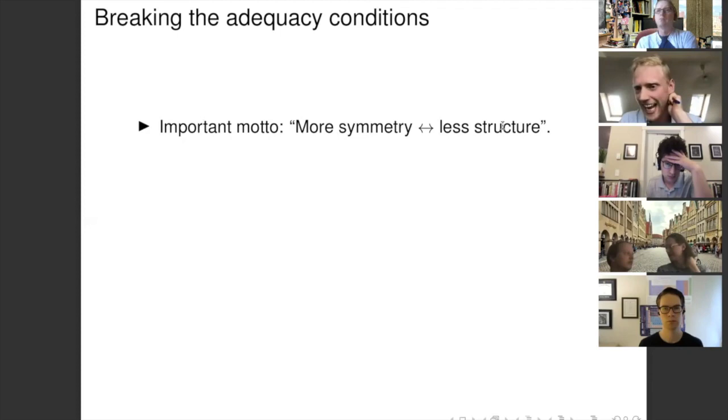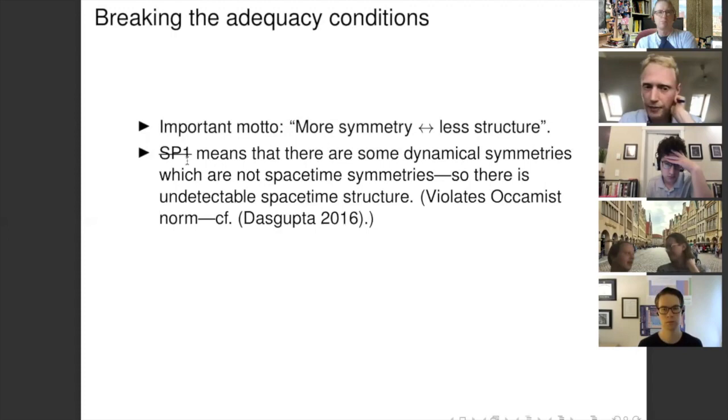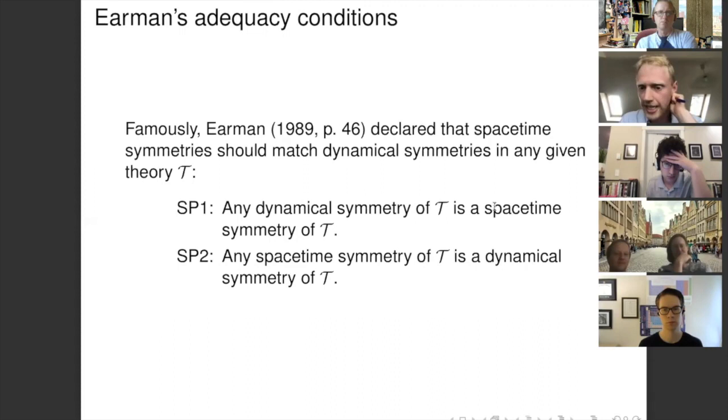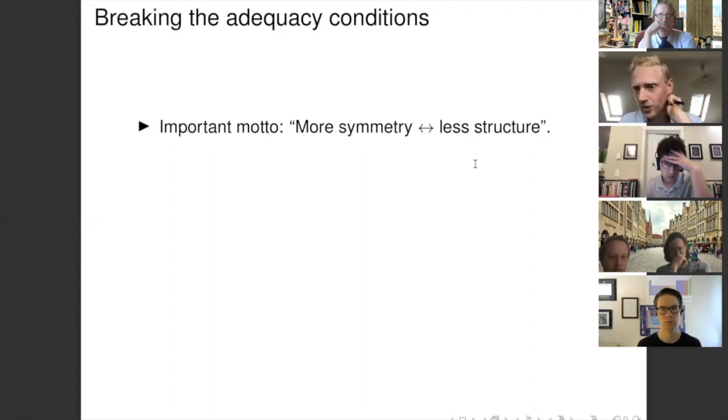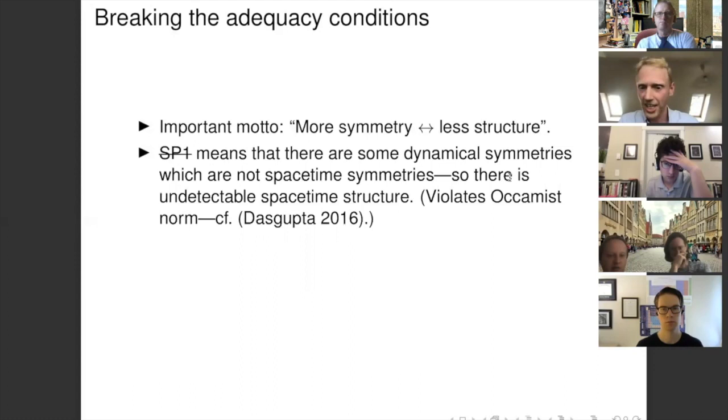And vice versa. So now let's think about what would happen if SP1 were violated. SP1 says any dynamical symmetry of T is a space-time symmetry of T. If that were false, then there would be some dynamical symmetries which are not space-time symmetries, which means that space-time has more structure than the dynamics, in light of this motto, which means that there's undetectable space-time structure. Space-time structure to which your dynamics is not sensitive.